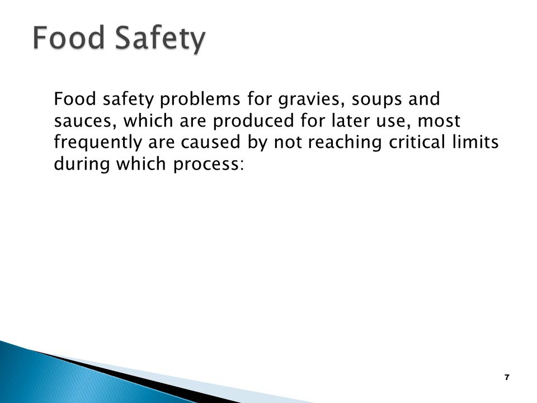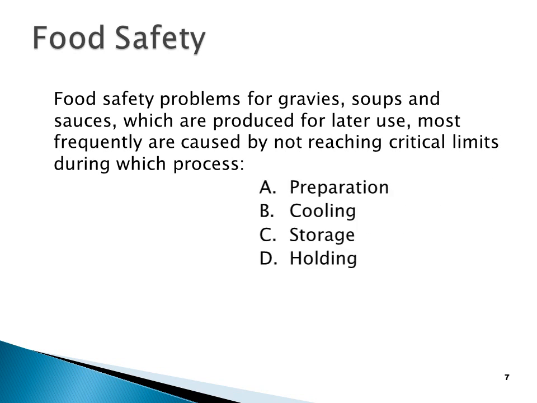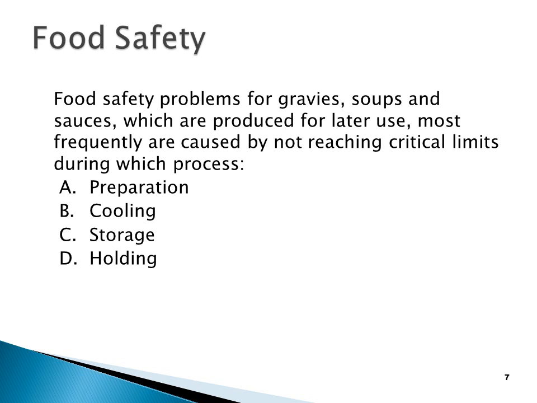Food safety problems for gravies, soups, and sauces, which are produced for later use, most frequently are caused by not reaching critical limits. During which process? So during which process would you set critical limits? During the preparation, cooling, storage, or holding? Which one is the most frequent problem?